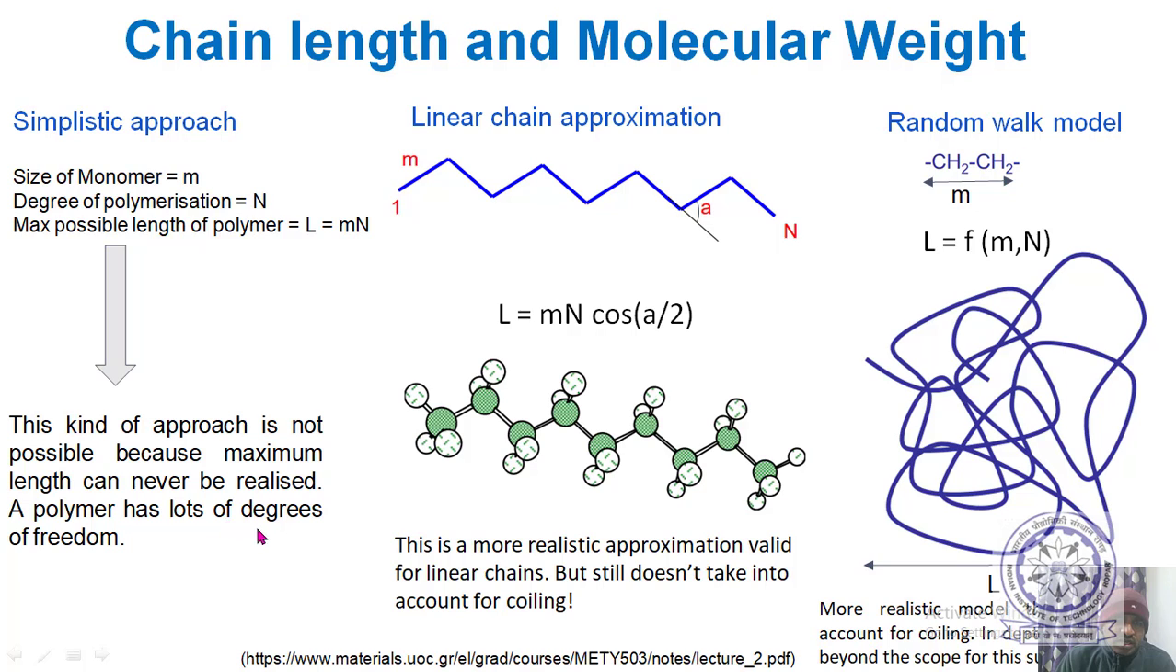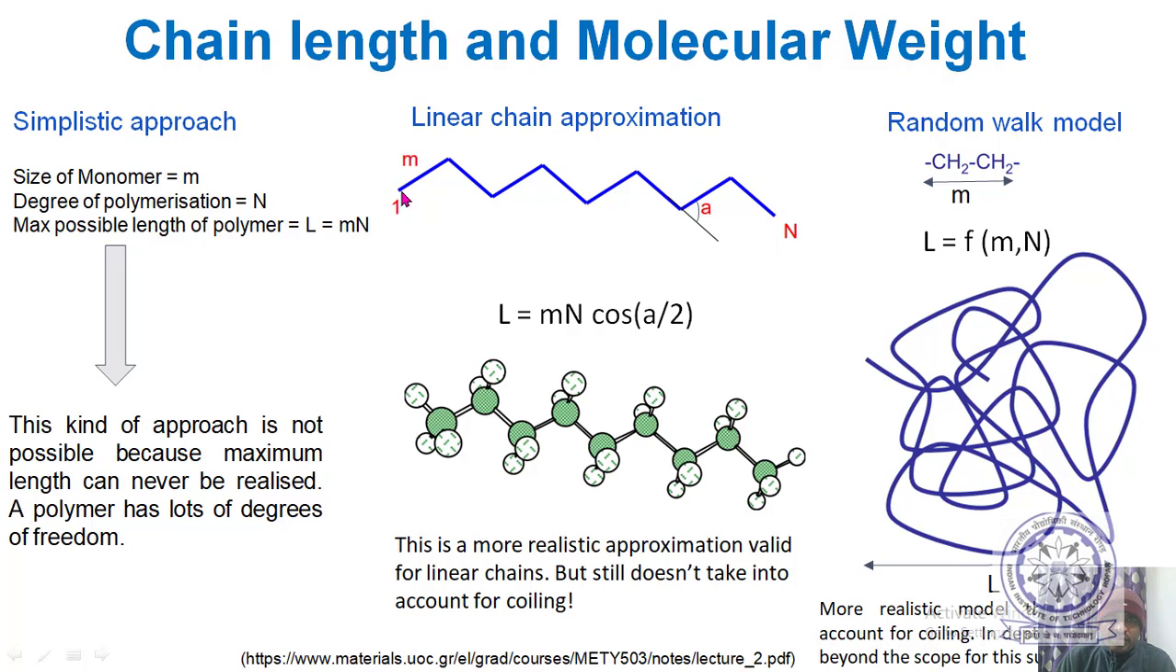A polymer has lots of degrees of freedom. So this is why this approach is not so straightforward. There is another approach here, the linear chain approximation. Here we consider the polymer as a simple linear chain without coiling and all.